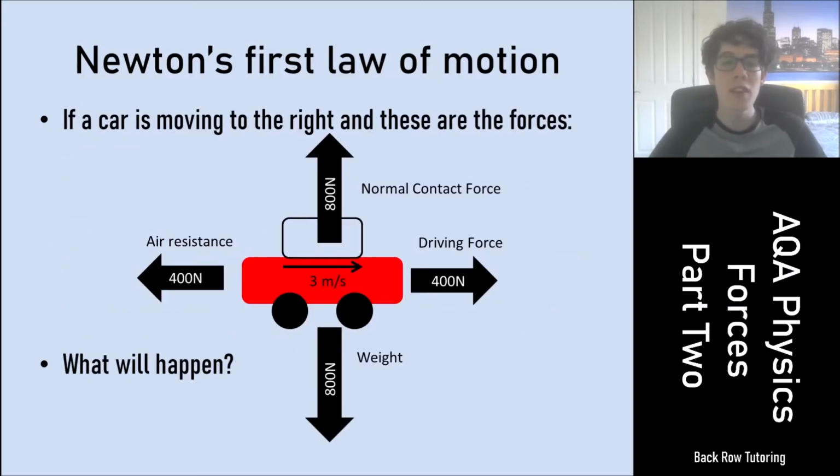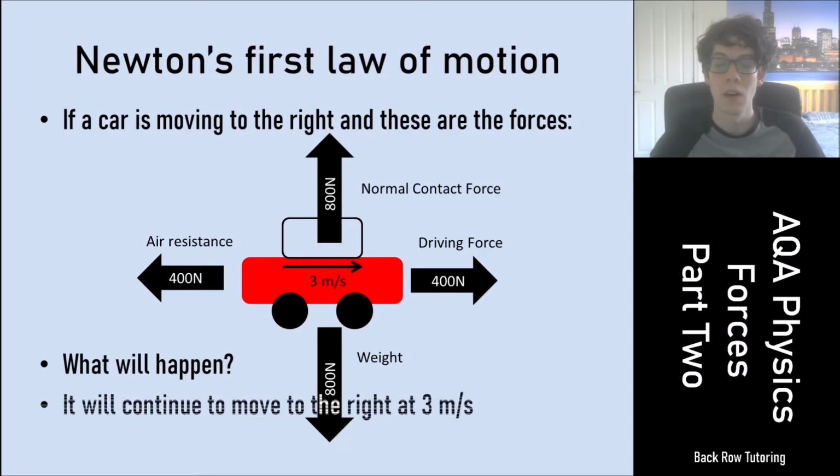If a car is moving to the right and these are the forces, what will happen? It will continue to move to the right at 3 meters per second. And that's because we have 400 newtons acting to the right, 400 newtons acting to the left. That means there is no overall resultant force. And because it was already travelling to the right at 3 meters per second, then it will continue to move to the right at 3 meters per second because there is no resultant force.